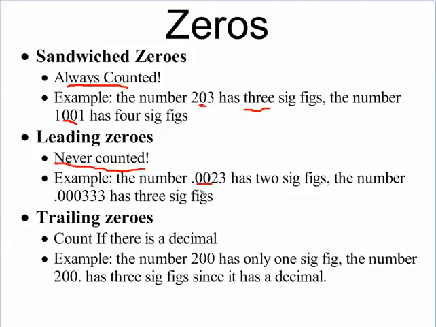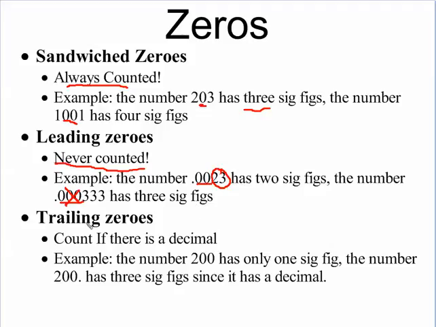So in the number 0.0023, only the 2 and the 3 count as being significant. These 2 zeros in front do not count, so that number would only have 2 sig figs. This next number, 0.000333, all 3 of these zeros are leading, so they would not count as being significant. Only the 3's would be significant, so this has 3 sig figs. So those are leading zeros.